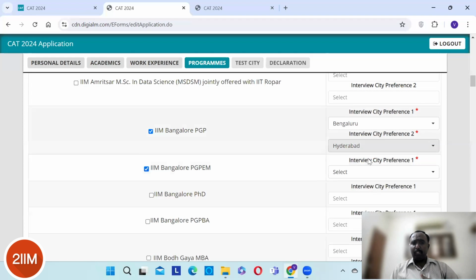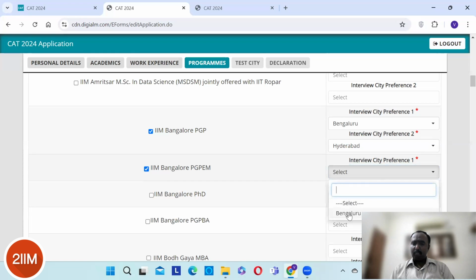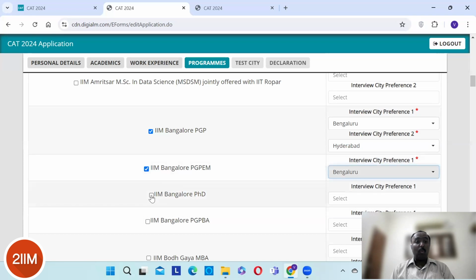PGP EM, this is executive. And then you can go for Bangalore PhD if you want, again, only if you are qualified, only if you are very much interested, please apply for PhD, or else just for the sake of it, do not apply for it.